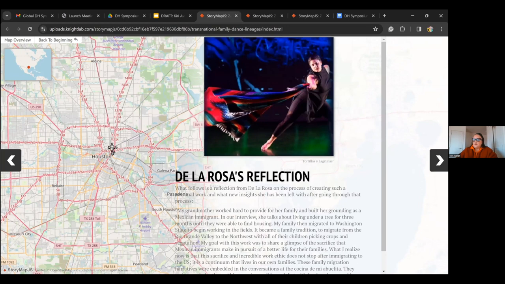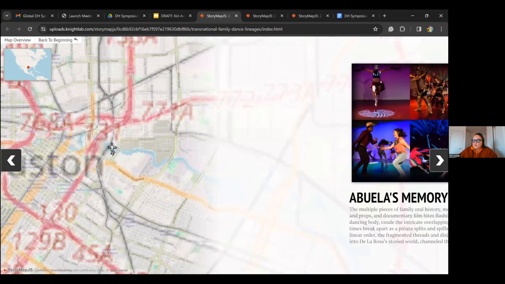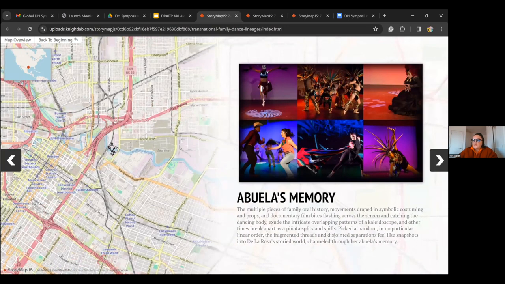The multiple pieces of family oral history, movements draped in symbolic costuming and props, and documentary film bites flashing across the screen and catching the dancing body exude the intricate overlapping patterns of a kaleidoscope and other times break apart as a piñata splits and spills. Picked at random in no particular linear order, the fragmented threads and disjointed separations feel like snapshots into De La Rosa's storied world, channeled through her abuela's memory.